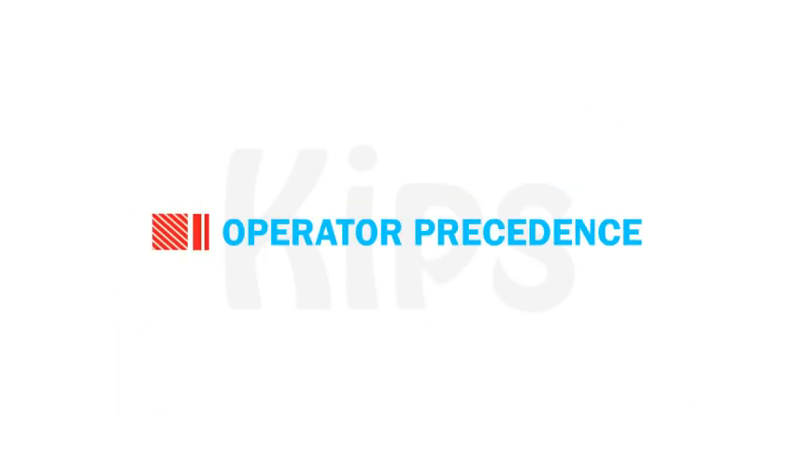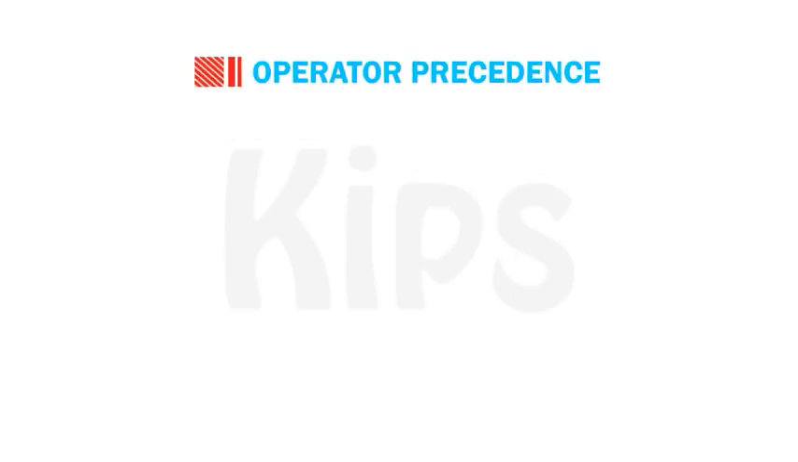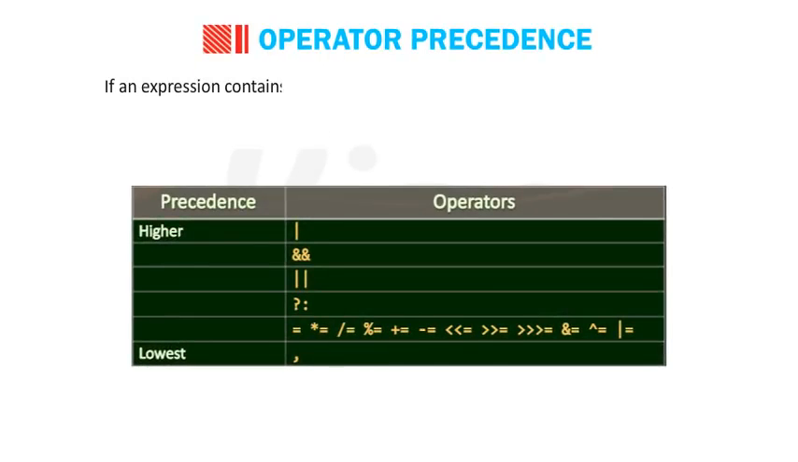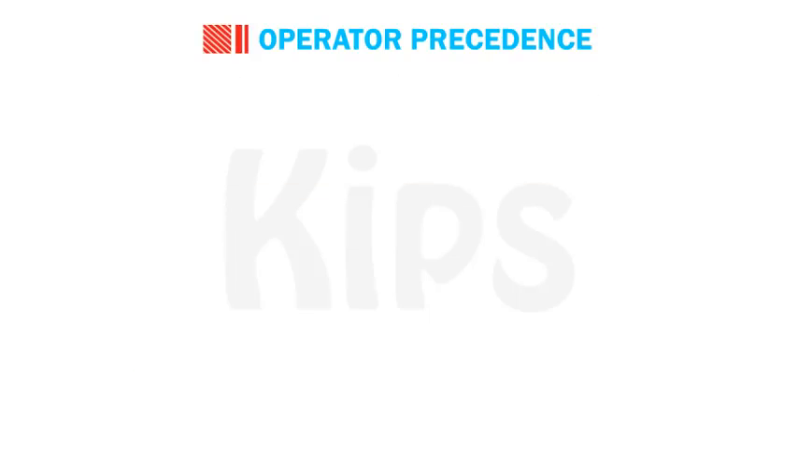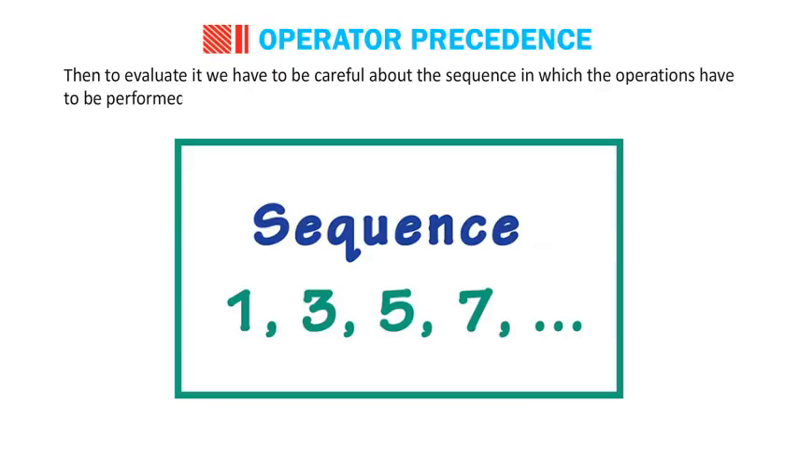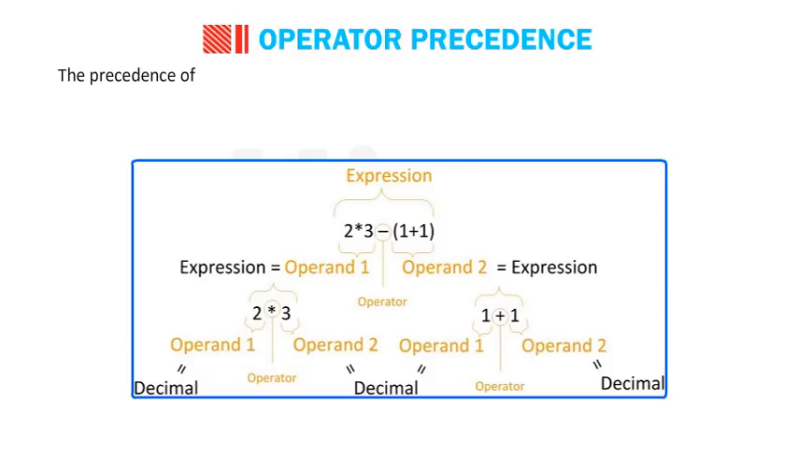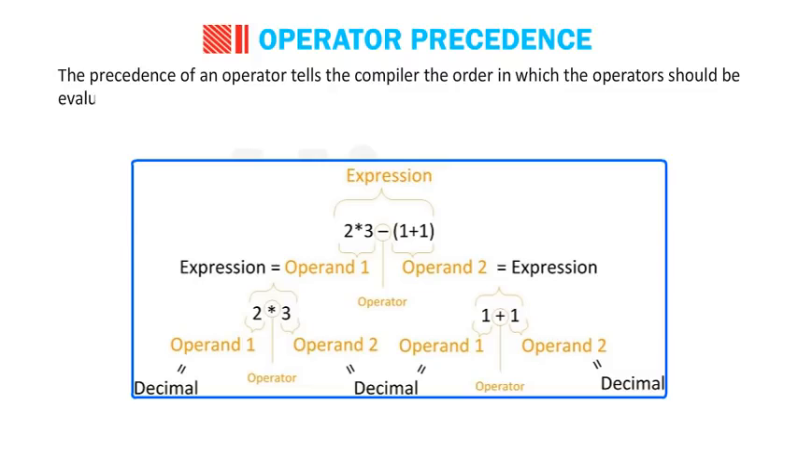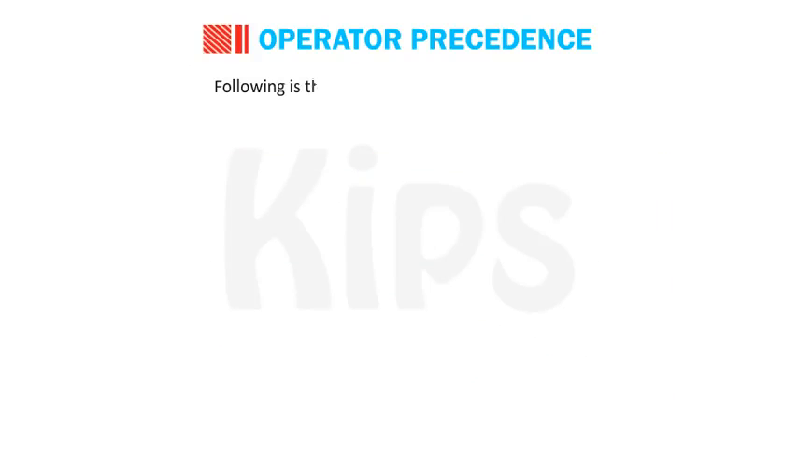Students, let us understand about operator precedence. If an expression contains only one operator, then it can be evaluated very easily. But if an expression contains more than one operator, then to evaluate it, we have to be careful about the sequence in which the operations have to be performed. The precedence of an operator tells the compiler the order in which the operators should be evaluated. Following is the order of precedence of operators.